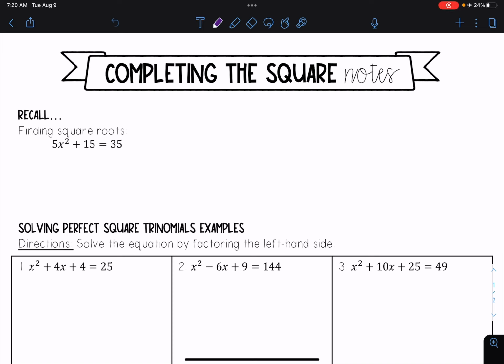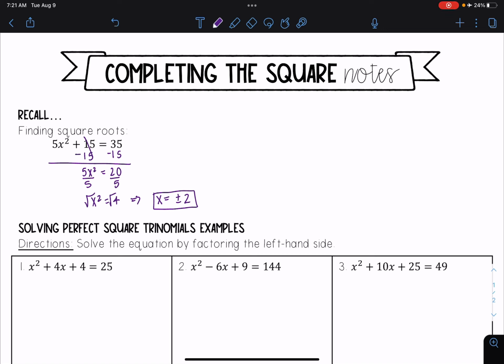So for this one, I would subtract 15 from both sides first to get 5x squared is equal to 20. Divide both sides by 5 to get x squared is equal to 4. And then I take the square root of both sides to get that x is equal to plus or minus 2.